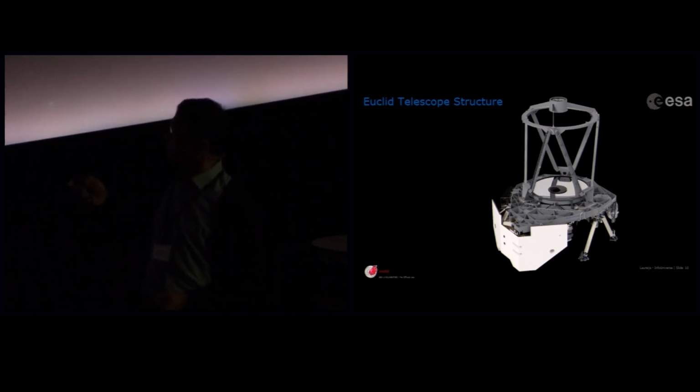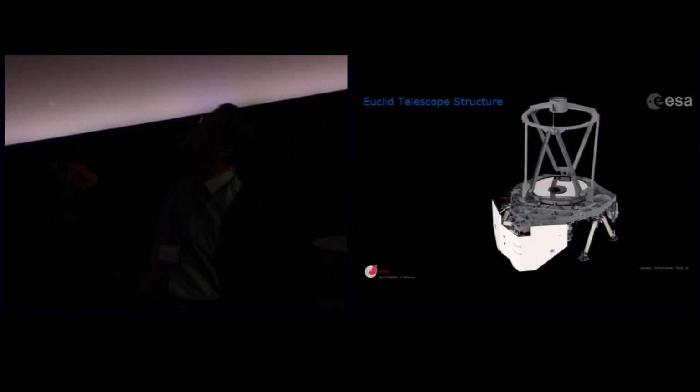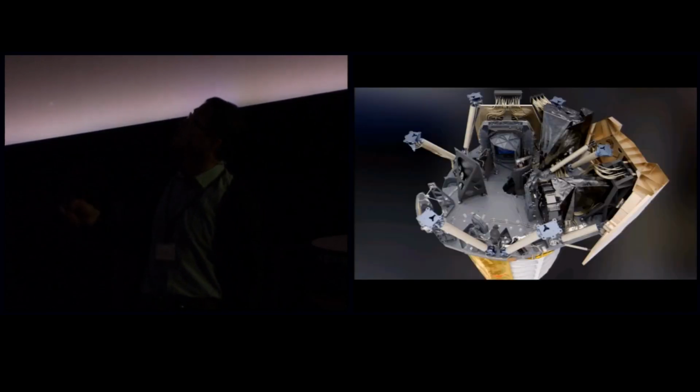So this is the other side. If you rotate the mirror, then the light goes through the base plate, as we call it. This is the base plate. If you rotate the whole structure, then you see the two instruments. One is an imager here, and the other one is the spectrograph.